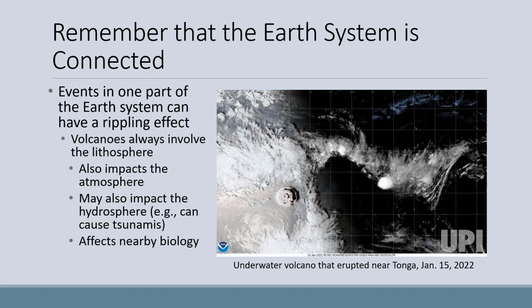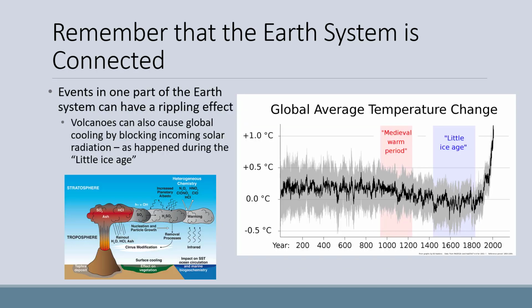But volcanic eruptions also impact the atmosphere by ejecting gases and particulates into the troposphere and stratosphere. Volcanic eruptions can also impact the hydrosphere. For example, they can cause tsunamis. Really large volcanic eruptions, or series of eruptions in sequence, can actually instigate global cooling because of all the aerosols they inject into the stratosphere. These aerosols reflect incoming solar radiation.